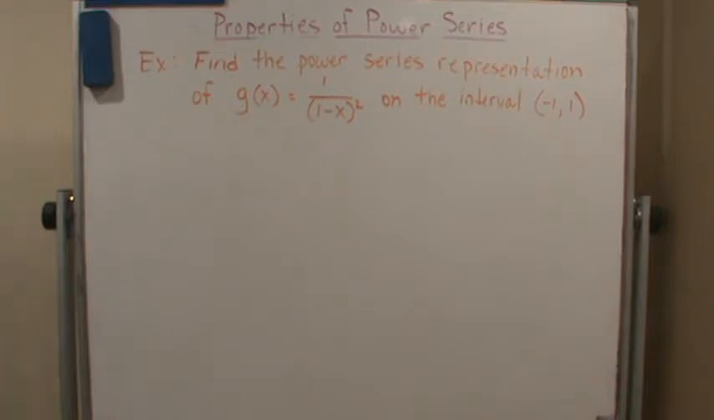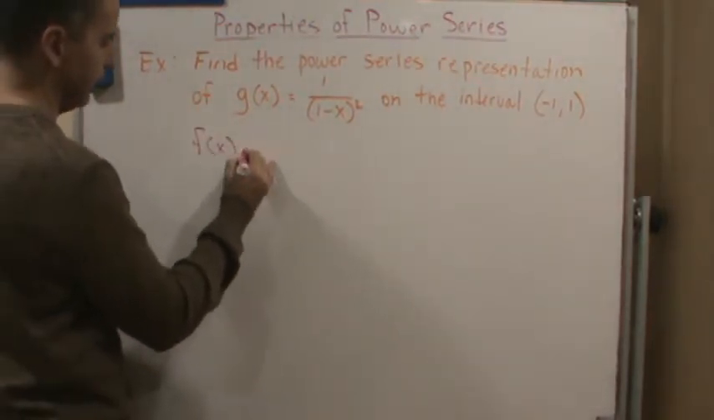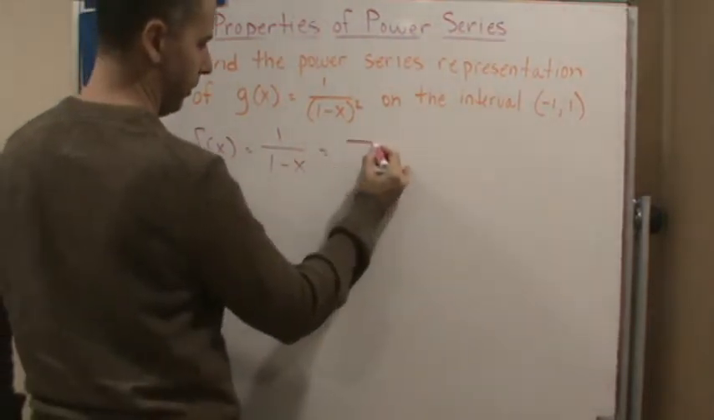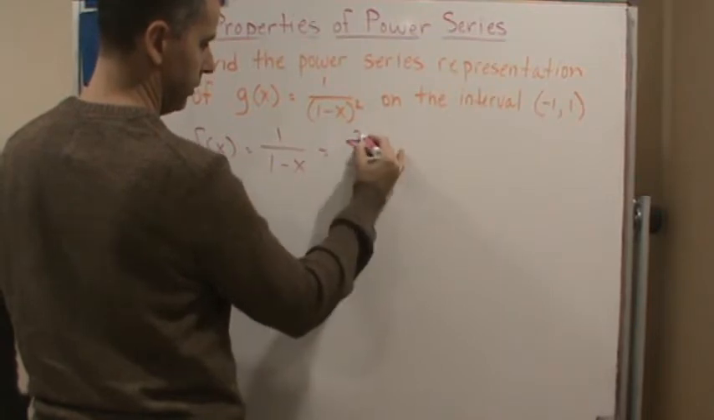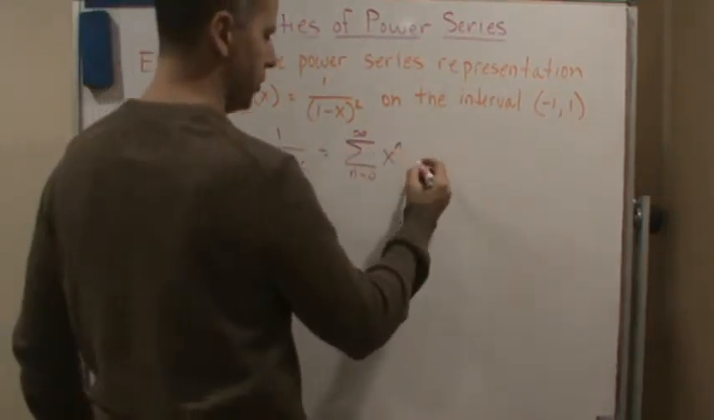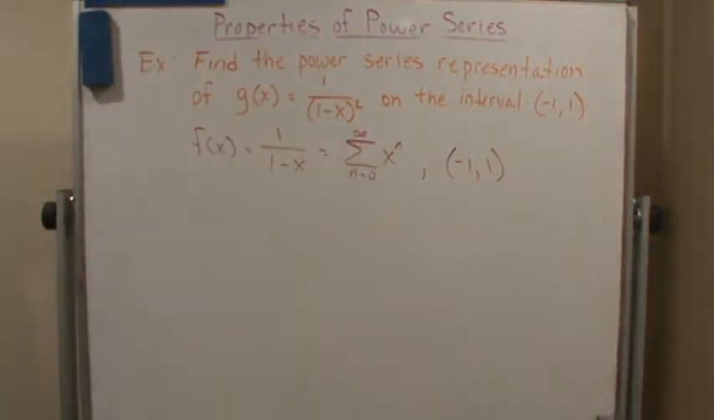Now, how we're going to do this is we're going to use another function that we know the power series for. And so, what is that power series? Well, we know that the function f of x equal to 1 over 1 minus x is equal to the power series n equals 0 to infinity of x to the n. And we also know that this is convergent on the interval -1 to 1.